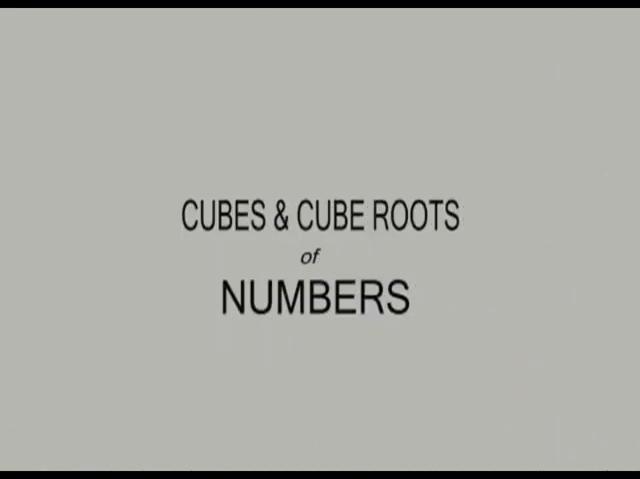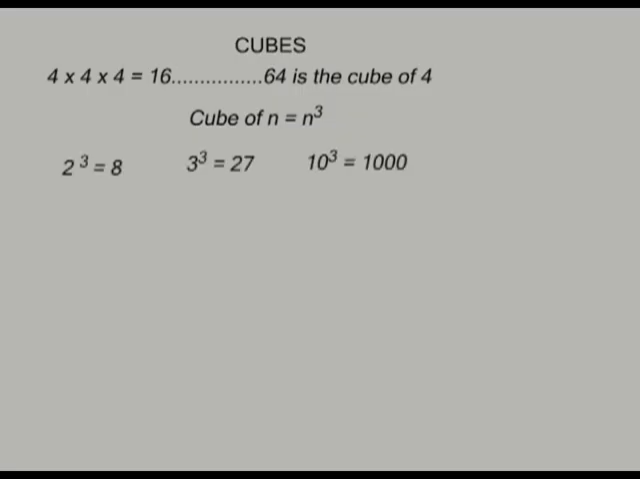Chapter 1, Cubes and Cube Roots of Numbers. When a number is multiplied by itself 3 times, the product is called its cube. For example, 4 times 4 times 4 is equal to 64. We say that 64 is the cube of 4. The cube of a number n is given as n raised to power of 3. And so 2 cubed is equal to 8, 3 cubed is 27, and so on and so on.